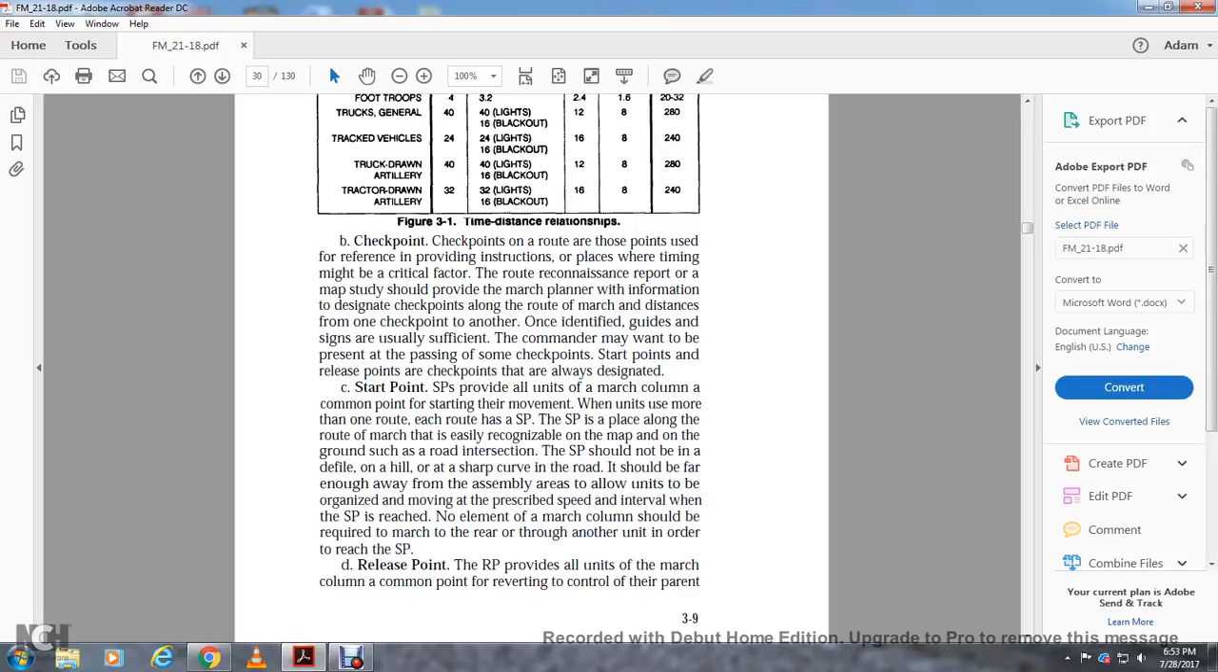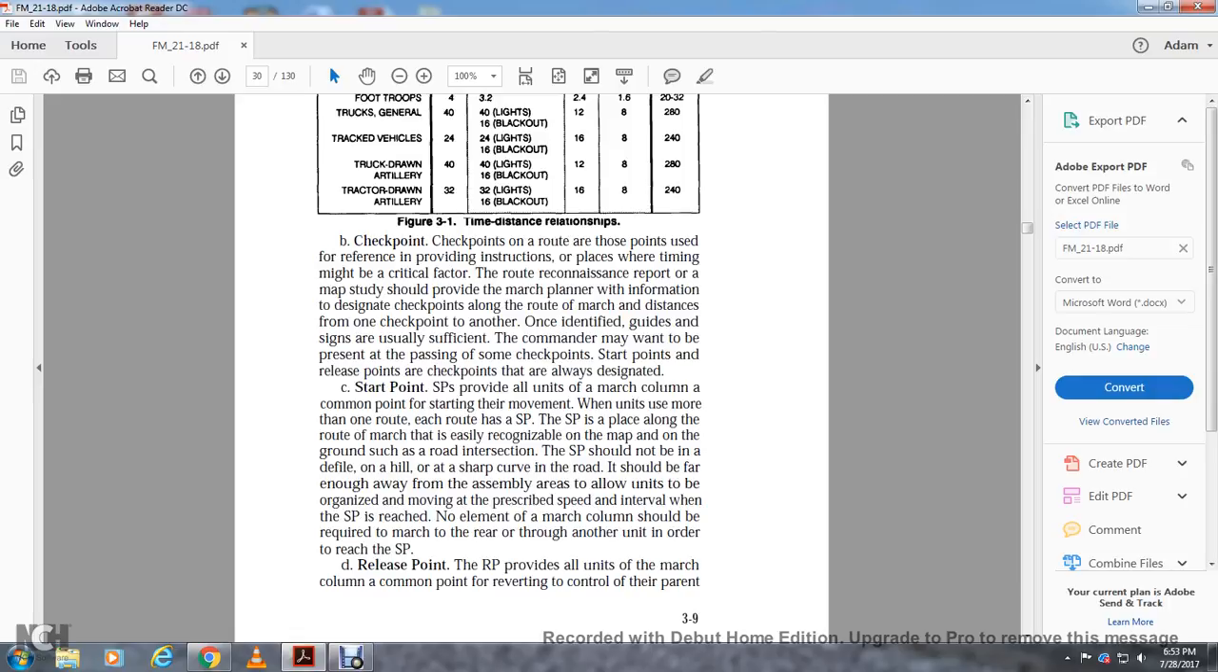Start points provide all the units of the marching column with a common point for the starting of the movement when the units are on more than one route. The starting point is along the route of march and is easily reconcilable with the map and the ground, such as a road intersection.